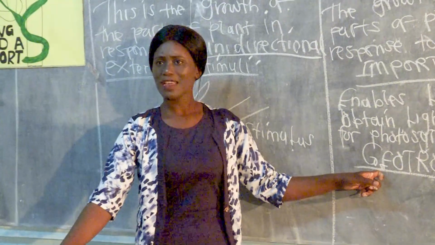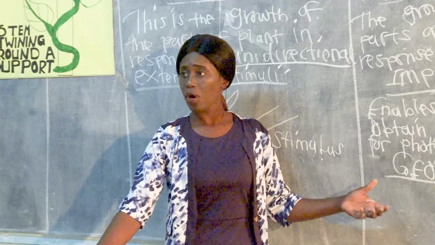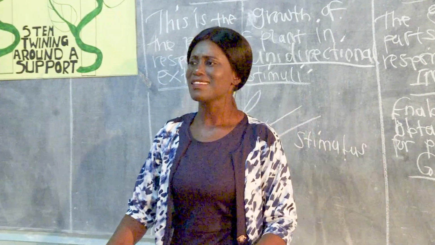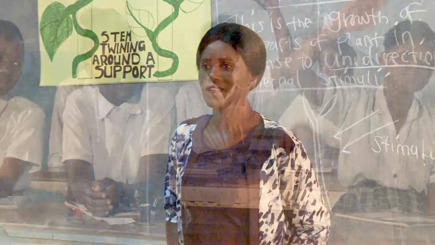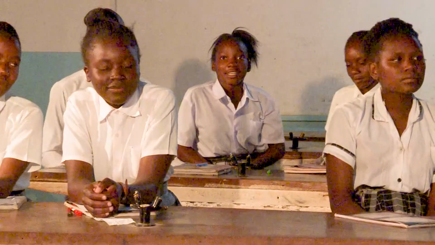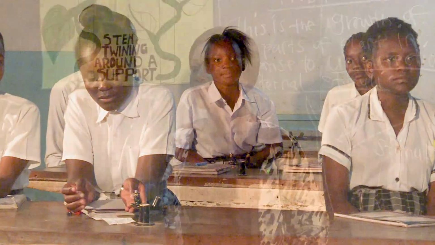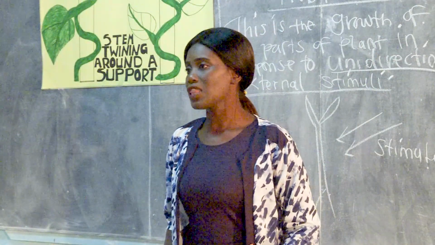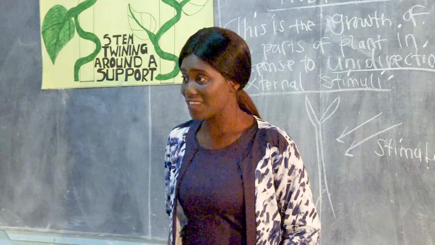The meaning of the word geo, Elena? So, round or ground, isn't it? Yes. All right, who can give us the definition, or what is geotropism? Yes, Deborah. The growth of a part of the plant in response or towards gravity. Right, so geotropism is simply the growth of parts of a plant towards gravity.